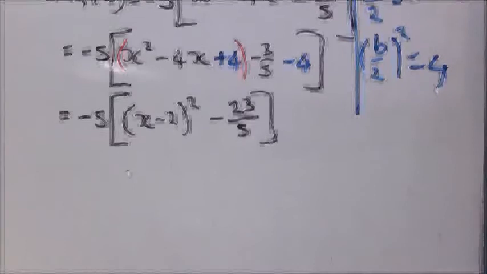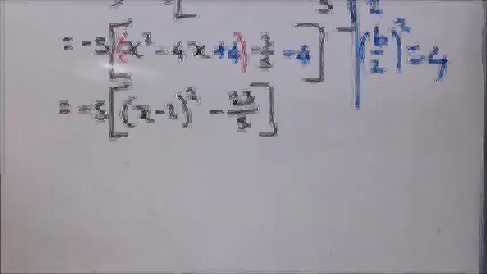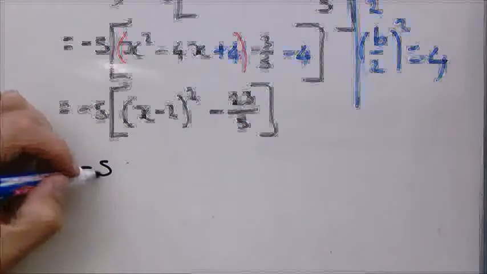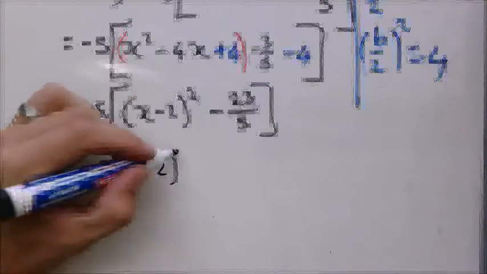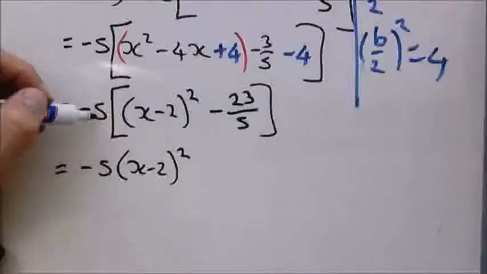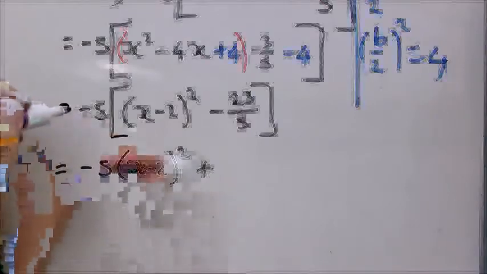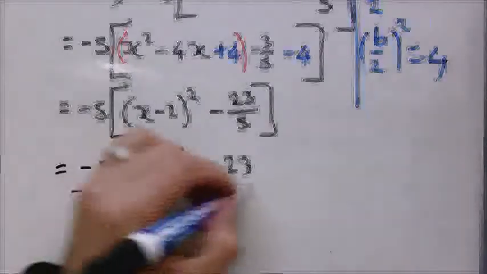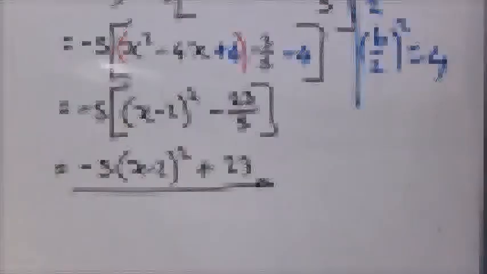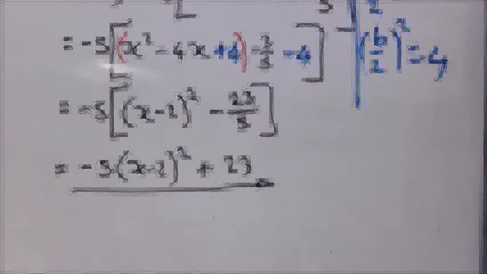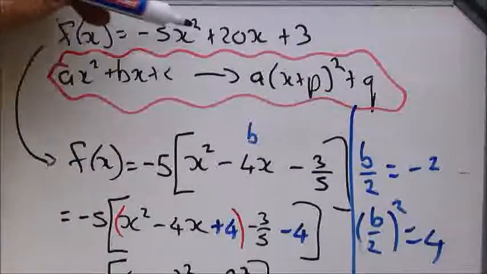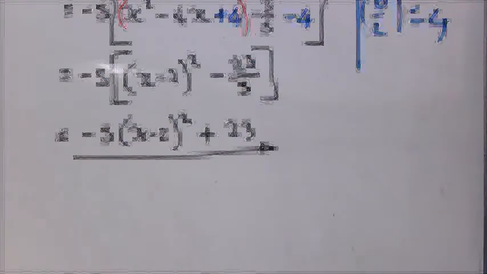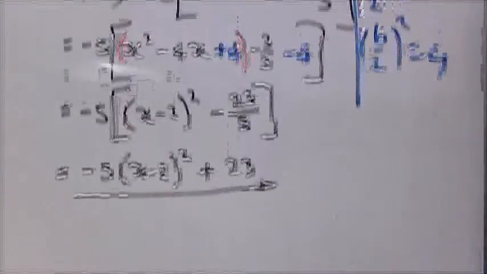Okay. Now we are ready to multiply the 5 back into this bracket, right? So now it becomes negative 5 bracket x minus 2 squared. So it's multiplied to the first part. Now it's multiplied to the second part. So it becomes plus, and the 5's cancel out, plus 23. And here you go. This is that equation, minus 5x squared plus 20x plus 3, converted into this format. So let's look at what information we have from both of these equations.